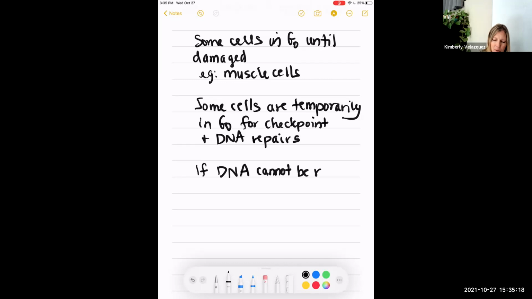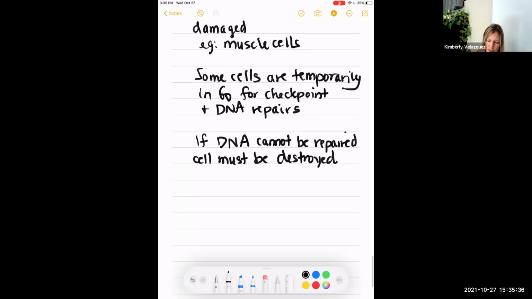If DNA cannot be repaired, the cell must be destroyed. You do not want bad cells dividing. When bad cells are allowed to divide, you get cancer. There are some tumor suppressor proteins that are part of this checkpoint.